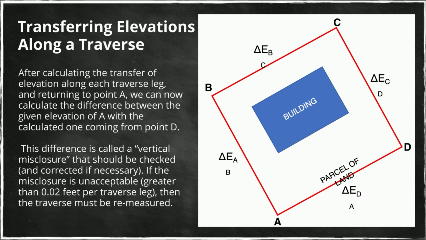And the idea is that if we need to adjust the traverse, we split the difference in the elevations by the number of legs and apply the same vertical correction to each leg. So we have to recalculate the elevations.